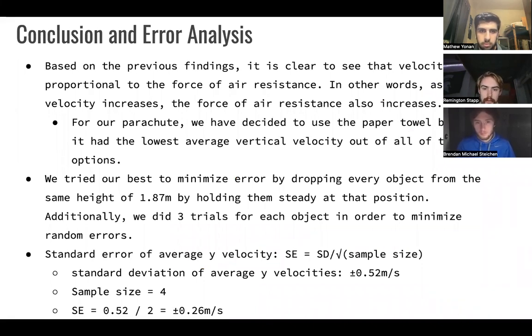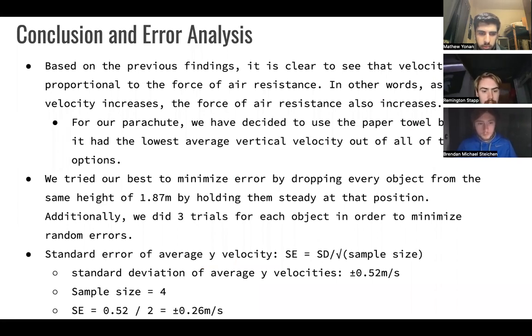For our parachute, we decided to go with the paper towel due to it having the lowest average vertical velocity out of all the options. And then we tried our best to minimize error by dropping every object at the same height of 1.87 meters by holding them steady at the same position. Additionally, we did 3 trials for each object to minimize random errors.